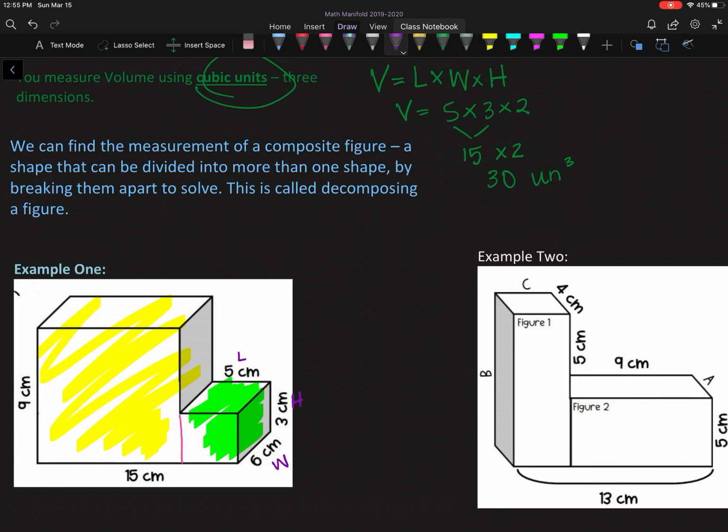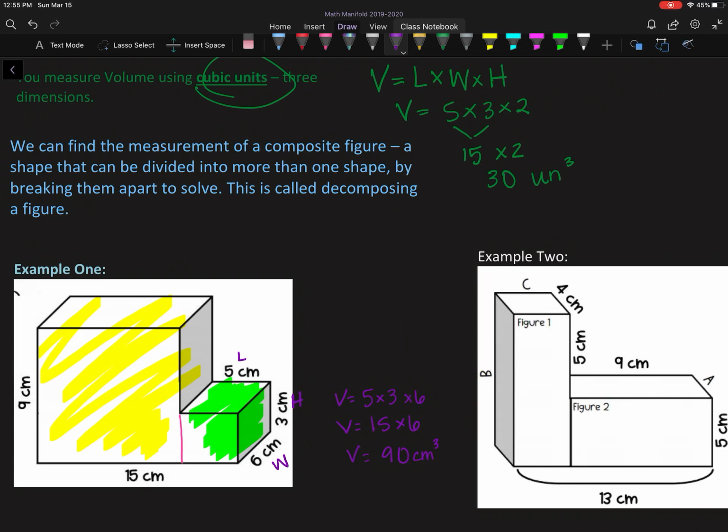So for my small piece, I'm going to take the volume of 5 times 3 times 6. 5 times 3 is 15 times 6. I know that 6 times 5 is 30. Carry my 3. 6 times 1 is 6 plus 3 is 9. So my volume would be 90 cubic centimeters.